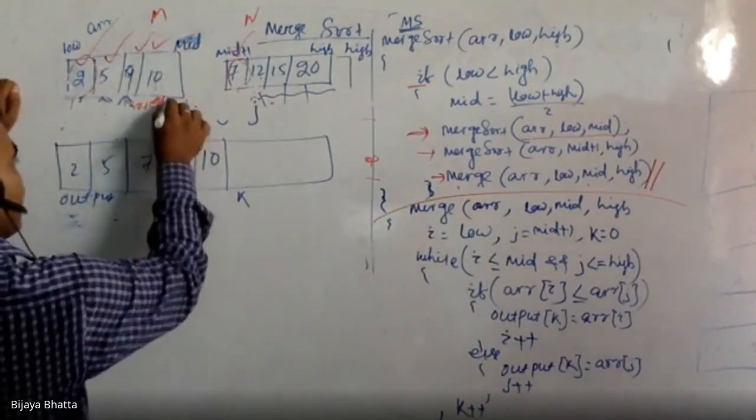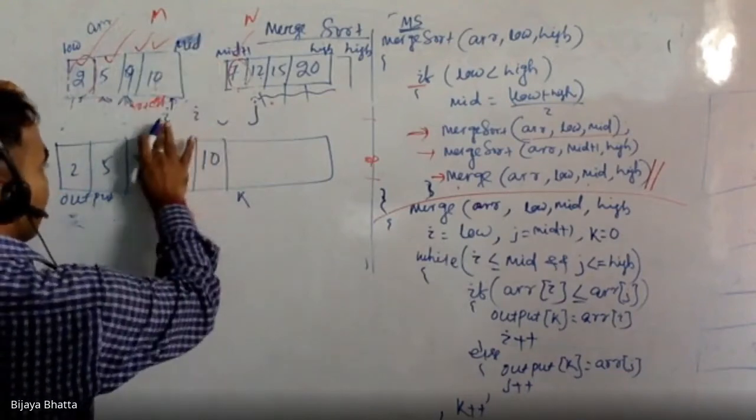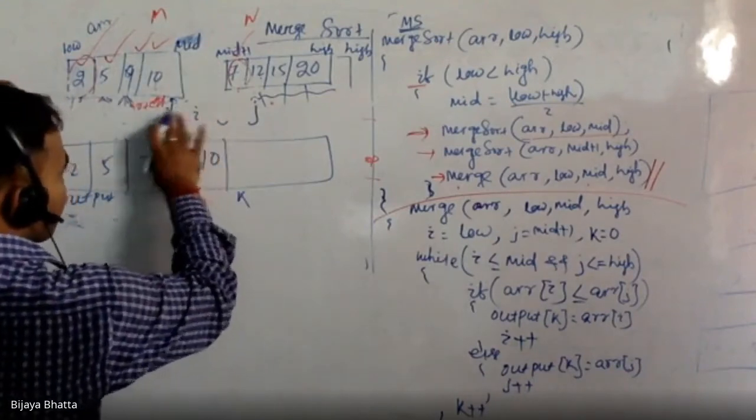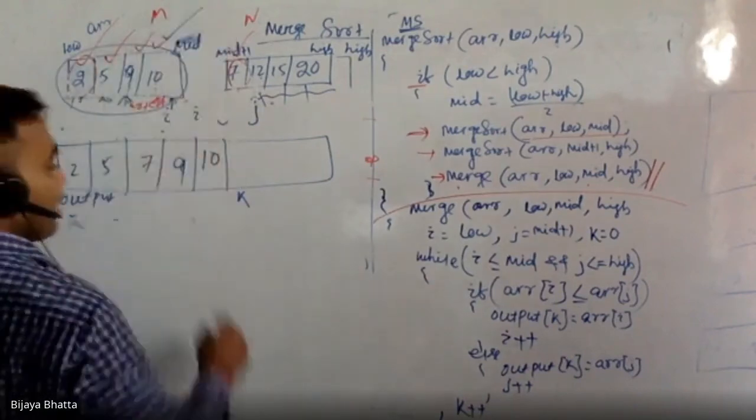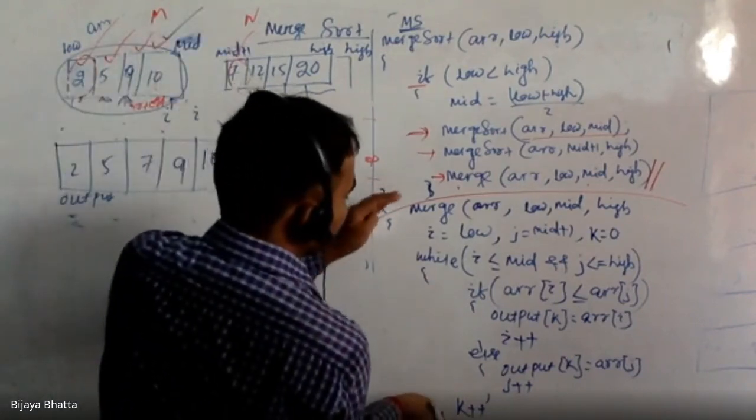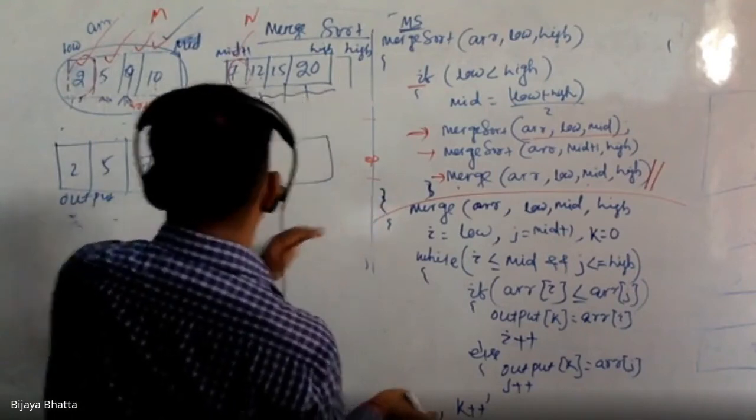Here i was here, that time it was mid, but now you did i plus plus. i plus plus means it is going out of the array. That means this array is completed. That means our program will come out of this loop.